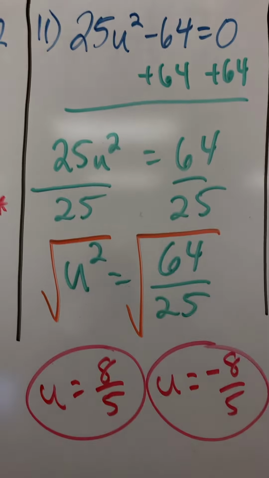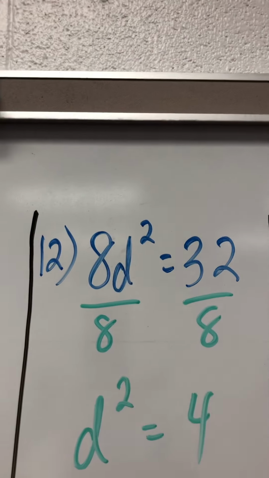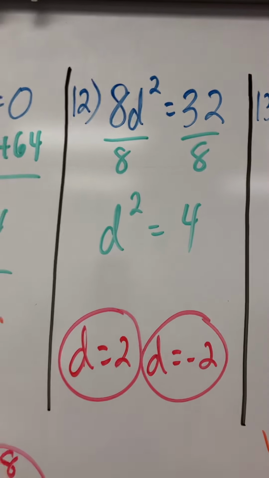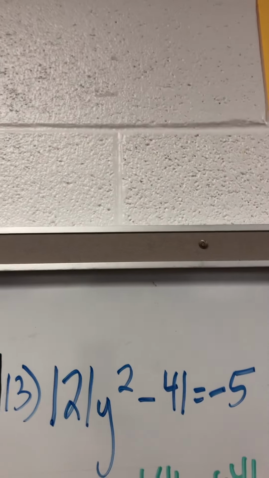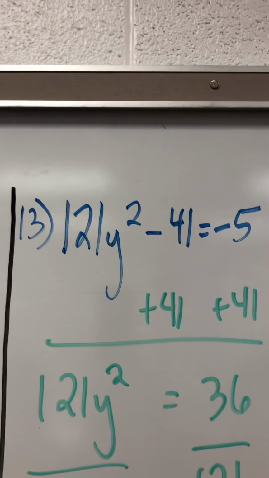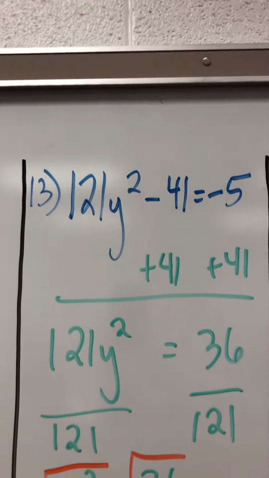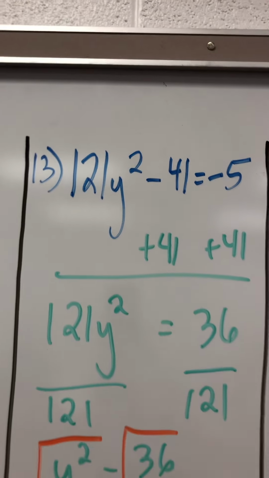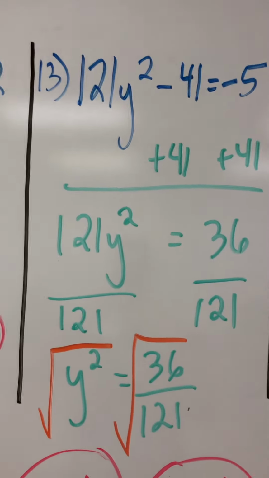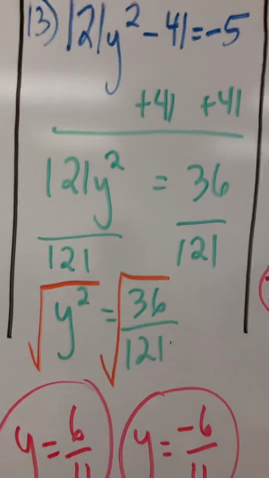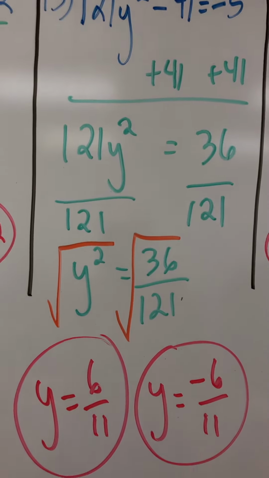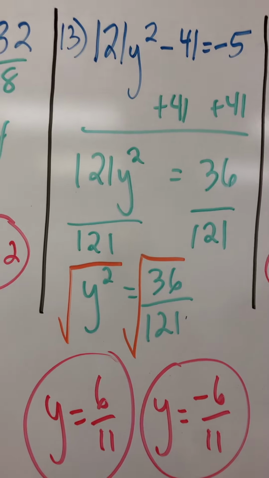8d squared equals 32. Divide by 8. You get d squared equals 4. Oh, we had that already. Plus or minus 2. Over here, I'm going to add 41 to both sides and get 36. Divide by 121. And I will take the square root of 36 over 121. Square root of 36 is 6. Square root of 121 is 11. So you get positive 6 over 11, negative 6 over 11.